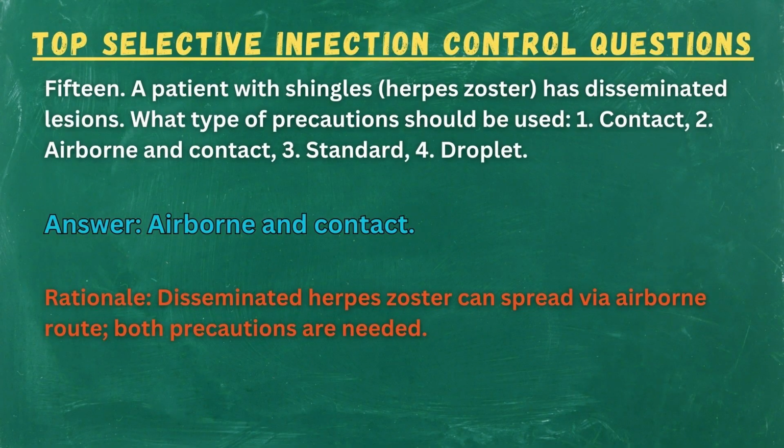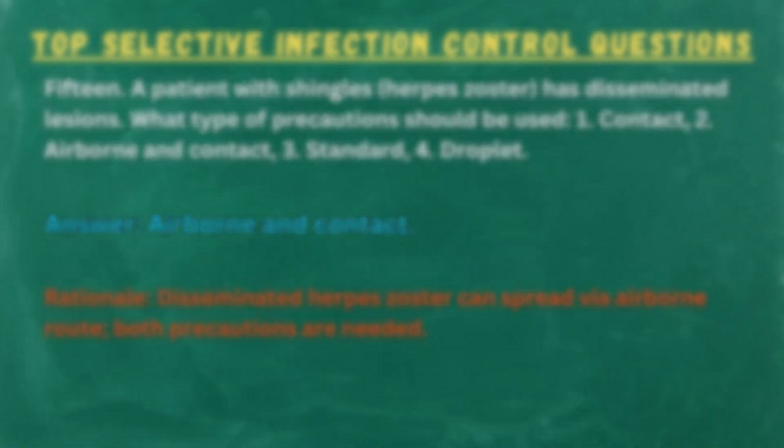15. A patient with shingles, herpes zoster, has disseminated lesions. What type of precautions should be used? 1. Contact. 2. Airborne and contact. 3. Standard for droplet. Answer: Airborne and contact. Rationale: Disseminated herpes zoster can spread via airborne route. Both precautions are needed. 16.